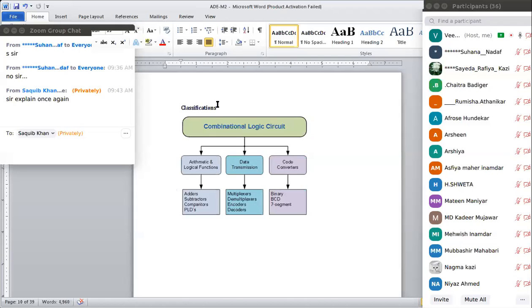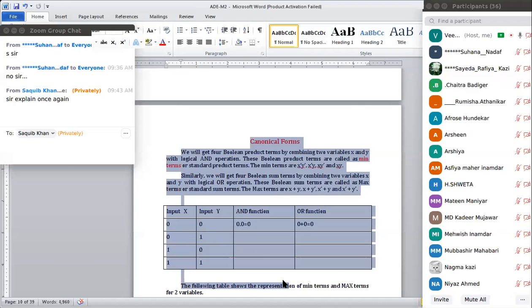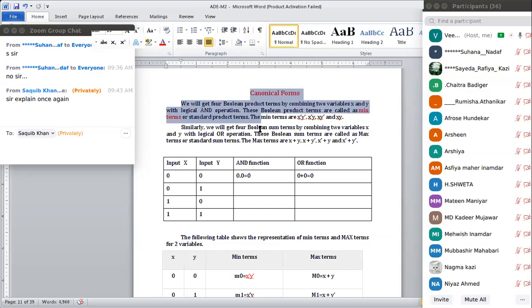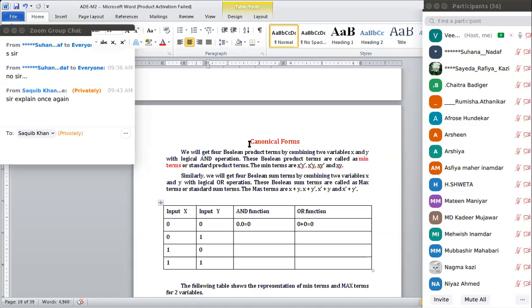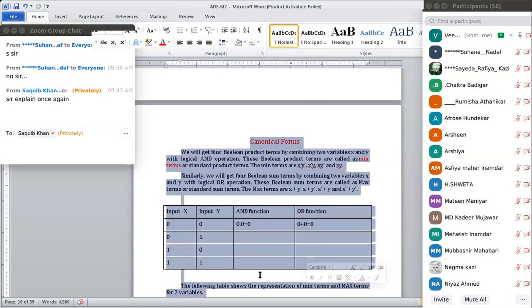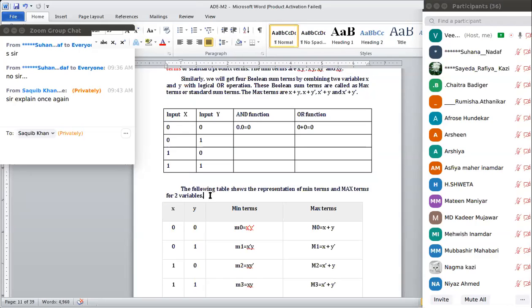That is about the classification. I think this is very important. After the next class, we will start module 2, because this is essential. If you don't know all these things, then it will be very hard to understand module 2.